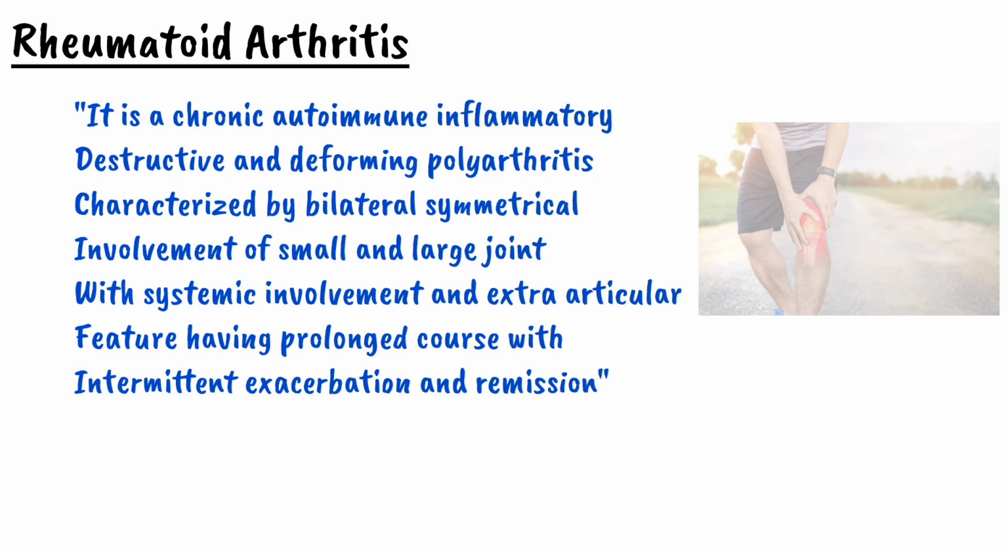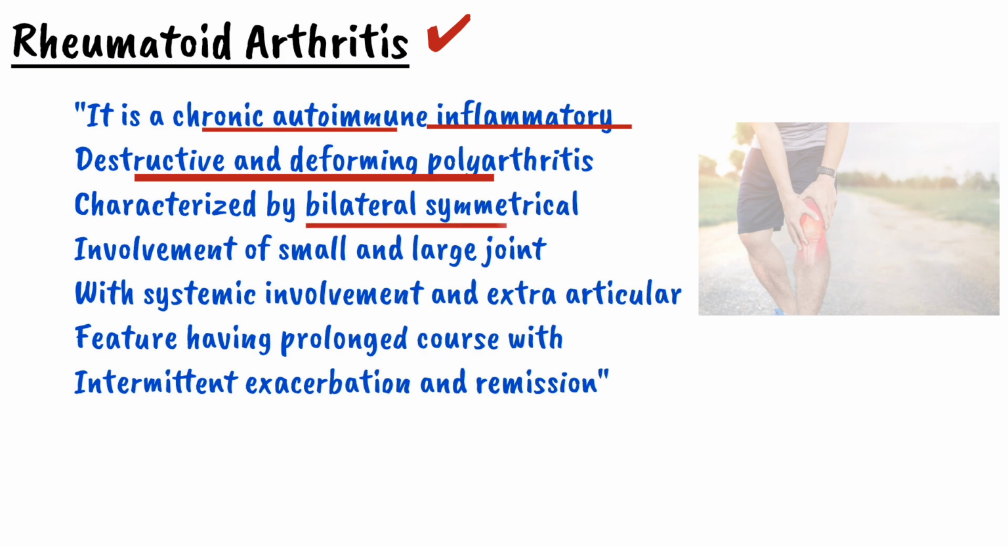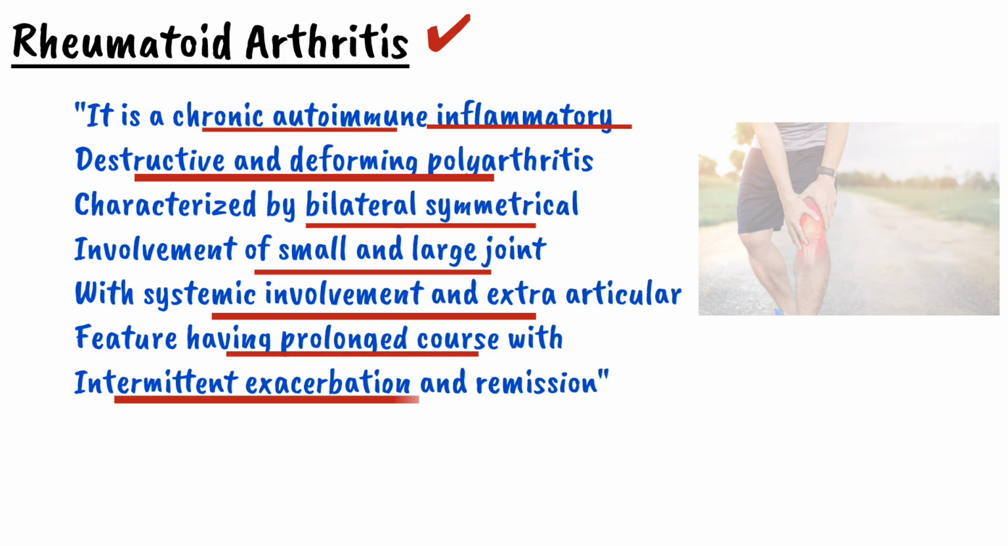Hello everyone, today the topic which we're going to study is rheumatoid arthritis. So what is rheumatoid arthritis? It is a chronic autoimmune inflammatory, destructive and deforming polyarthritis. It is characterized by bilateral symmetrical involvement of small and large joints with systemic involvement and extra-articular features, having a prolonged course with intermittent exacerbation and remission.